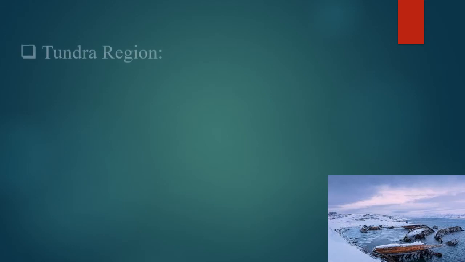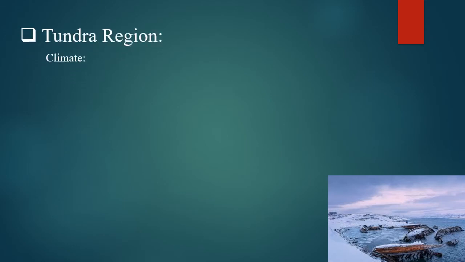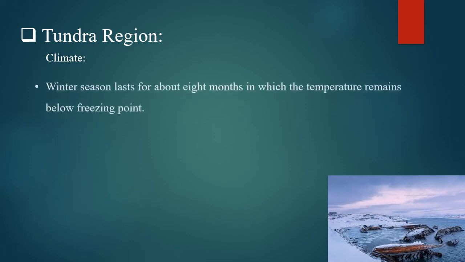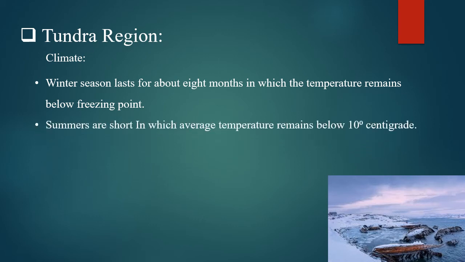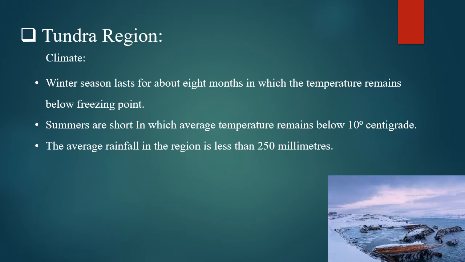Now we are heading towards the climate of tundra. In tundra, climate is cold and windy with no rainfall. Tundra lands are covered with snow for much of the year, but summer brings bursts of the wildflowers. Winter season lasts for about 8 months, in which the temperature remains below freezing point. Summers are short, in which average temperature remains below 10 degrees centigrade. The average rainfall in this region is less than 250 millimeters.